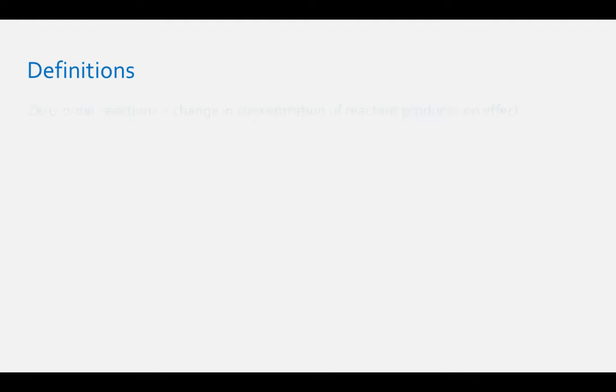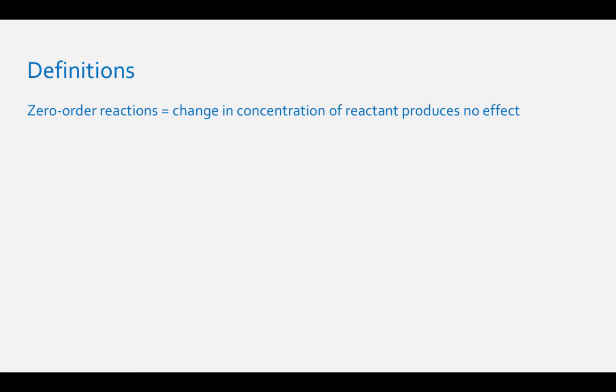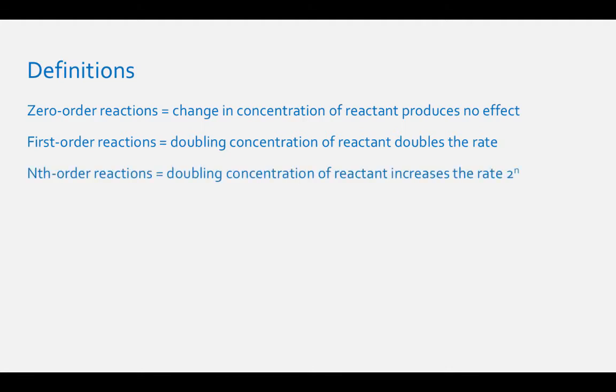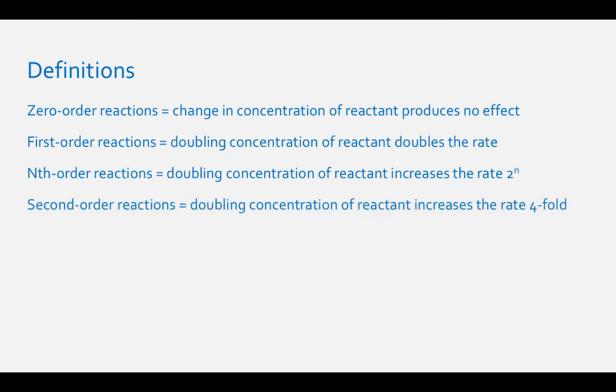A reaction is zero order in a reactant if the change in concentration of that reactant produces no effect. A reaction is first order if doubling the concentration causes the rate to double. A reaction is nth order if doubling the concentration causes a 2 to the n increase in rate. So therefore, a reaction is second order if doubling the concentration causes a 4-fold increase in rate.